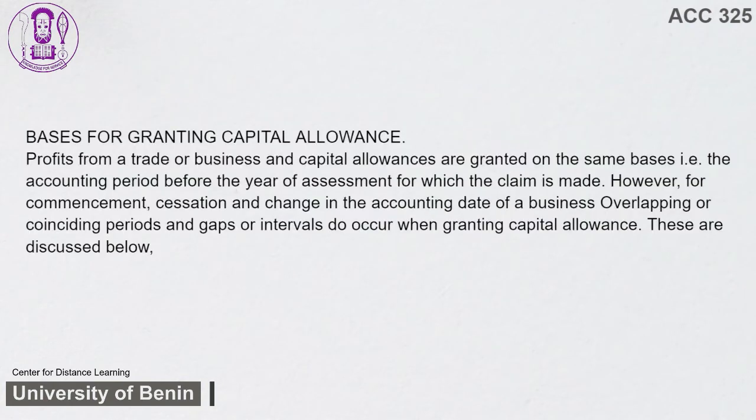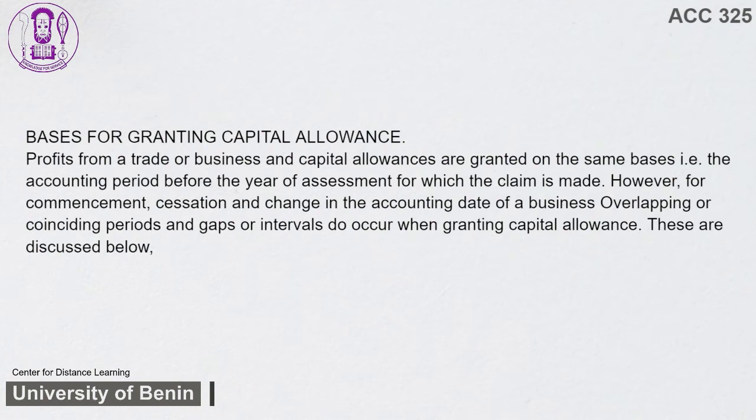Bases for granting capital allowance. Profits from a trade or business and capital allowances are granted on the same basis, i.e. the accounting period before the year of assessment for which the claim is made. However, for commencement, cessation, and change in the accounting date of a business, overlapping or coinciding periods and gaps or intervals do occur when granting capital allowance.